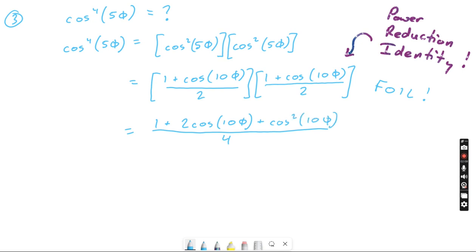Well that's all fine, except you can't put this in as your answer because you haven't finished getting rid of all the exponents. There's still a cosine squared, and that's going to require more power reduction. I'm talking about this guy right here. That thing is not fully reduced yet.